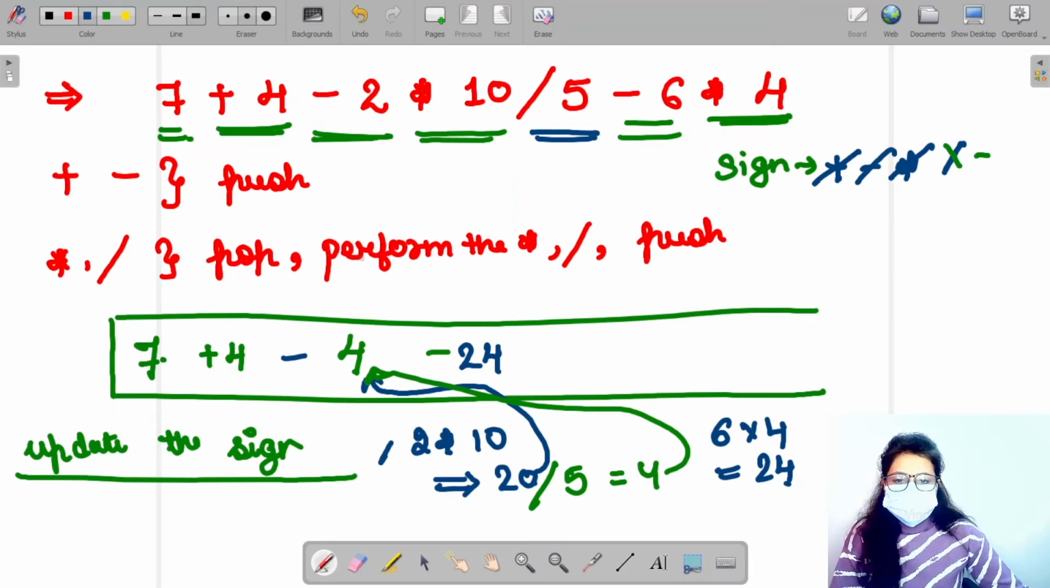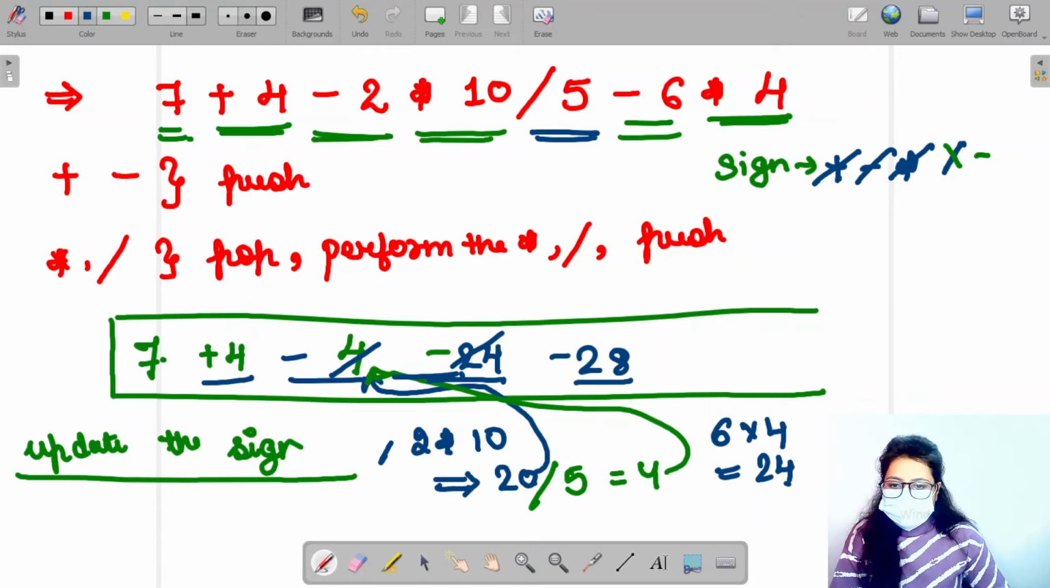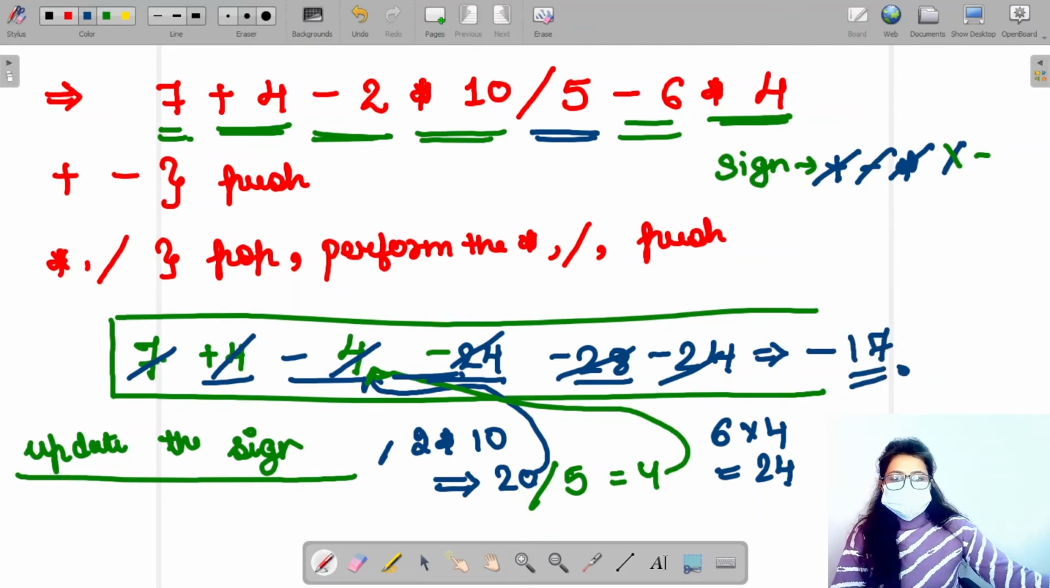Okay, so this was the required problem. Now let's solve this one. Minus 4 minus 24, we have minus 28, right? Minus 28 plus 4, we have minus 24, right? Then 7 minus 24 is equal to minus 17. This would be our answer.